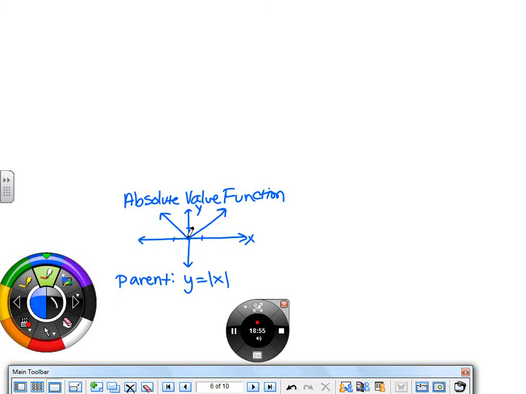So that's all I have on the front of the door for the absolute value function. So it just has the name, the parent, and what the graph looks like. Okay.